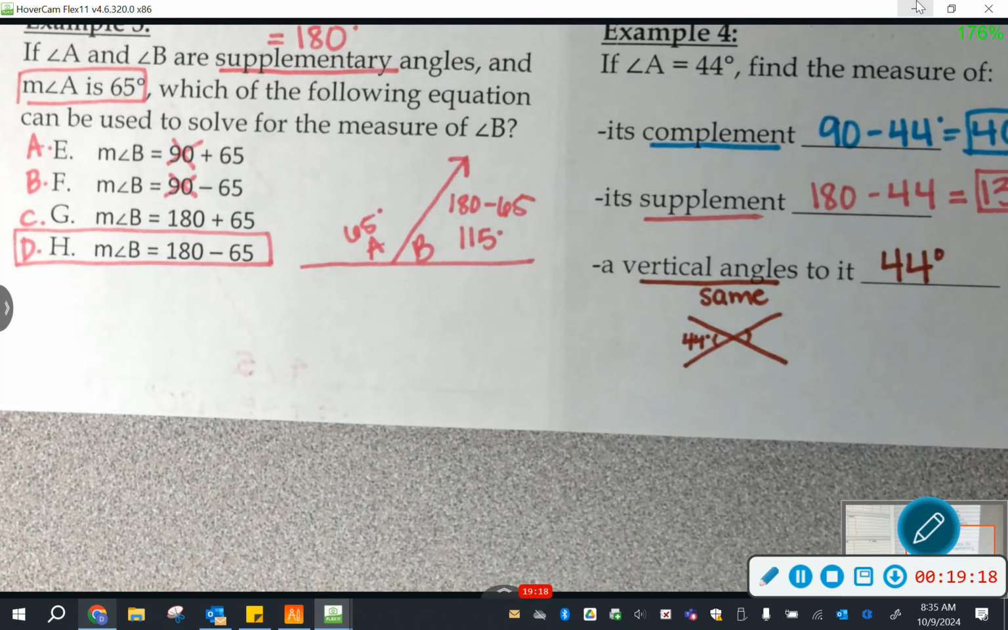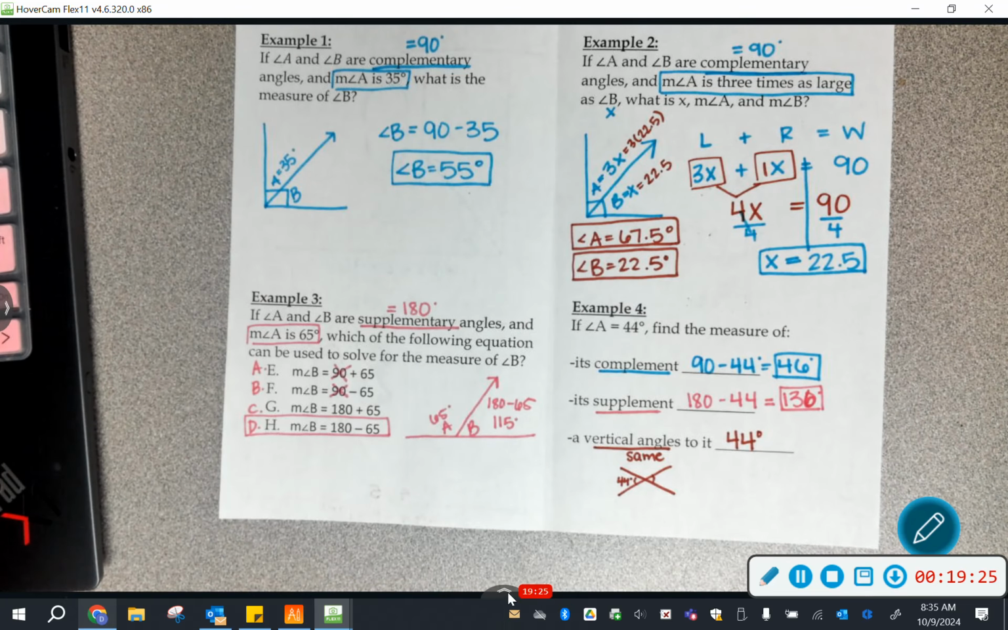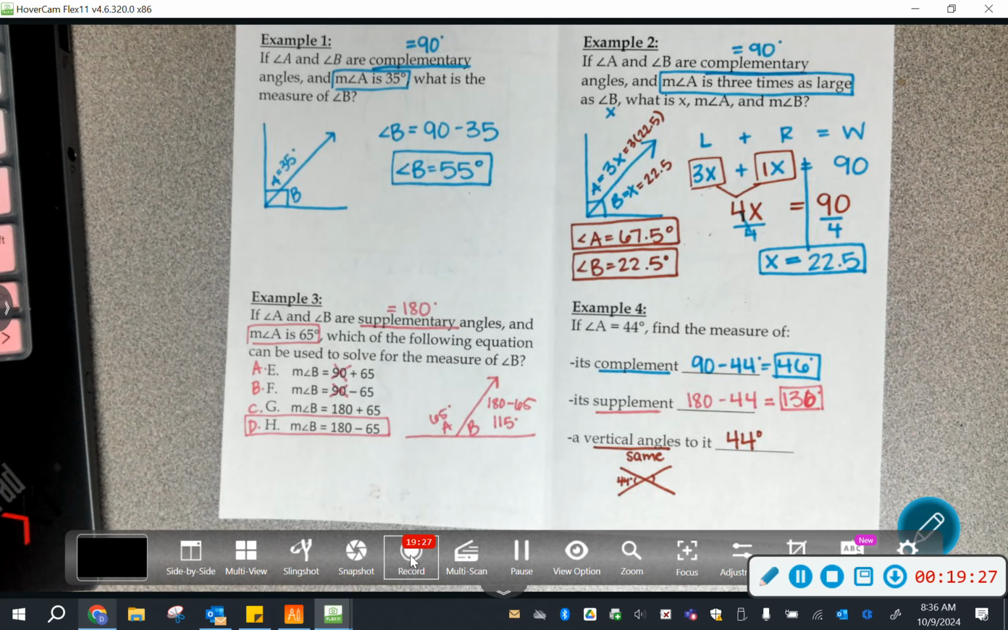Yes. I got to open it up. All right. I'm going to open it up right now. That is what we are doing. I want you to glue in your notebook right now, and then you can get started on Schoology.